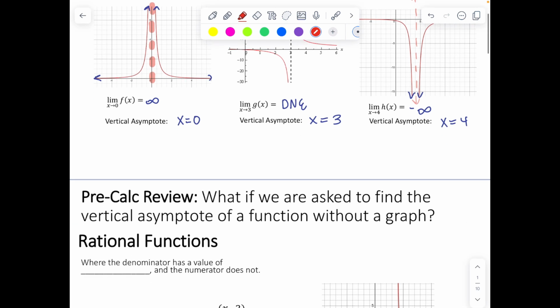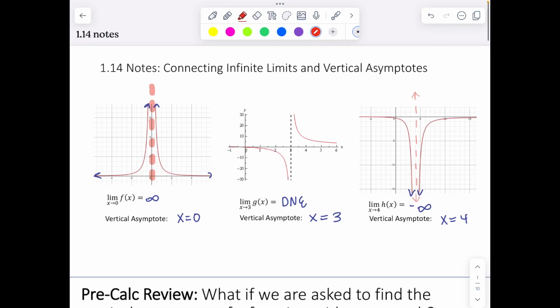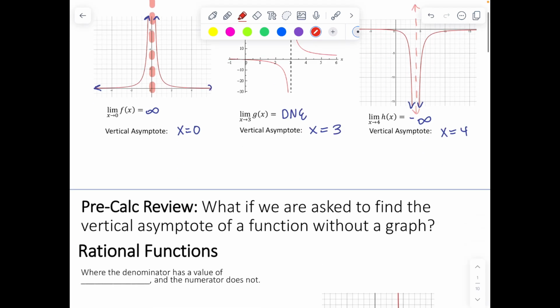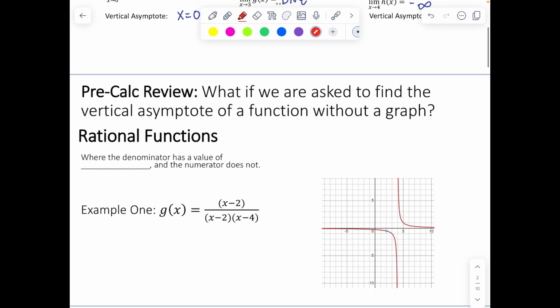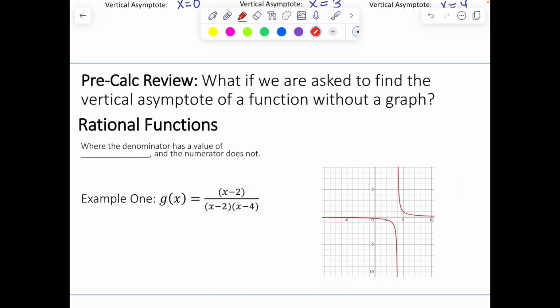And so this is going to be a little pre-calc review, but obviously it was very easy to identify all those asymptotes. Even if it wasn't marked, we kind of know the pattern, what's going to happen. But what if we were asked to find the vertical asymptote of a function without a graph? So if you are looking at a rational function, rational functions are normally where we're going to see the vertical asymptotes. That's just like a function that there's a fraction, there's an x on the numerator and the denominator.